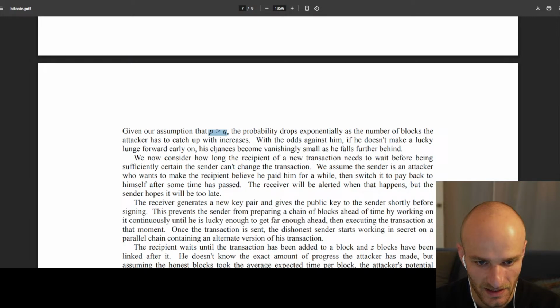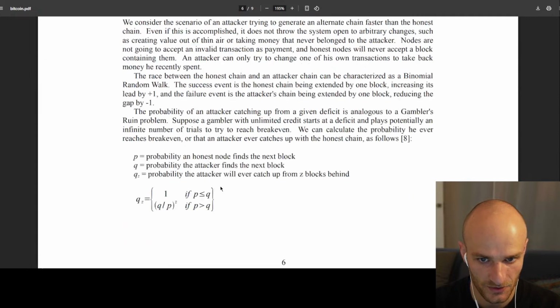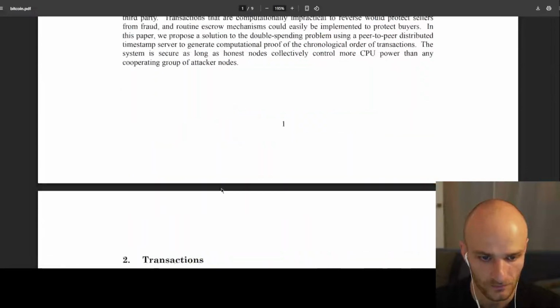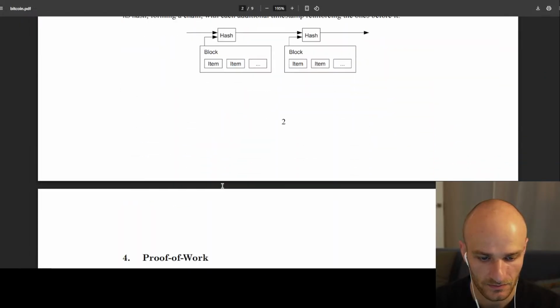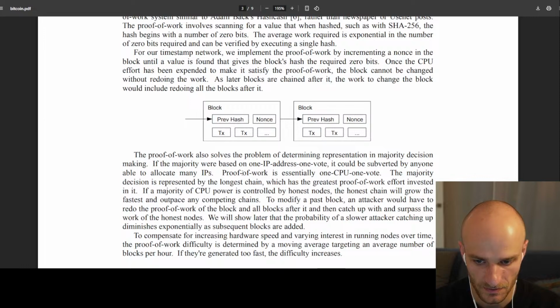And this statement is based on our assumption here in the proof-of-work chapter. We say that the majority decision is represented by the longest chain, which has the greatest proof-of-work effort invested in it. If a majority of CPU power is controlled by honest nodes, the honest chain will grow the fastest and outpace any competing chains.